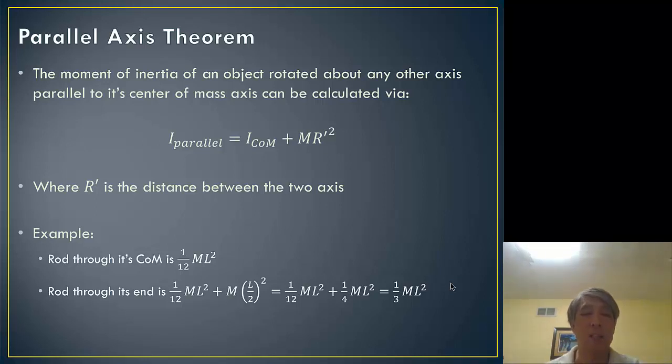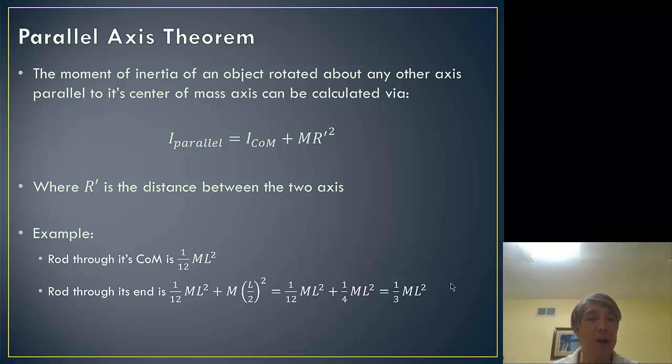Okay, and the parallel axis theorem basically says this: the moment of inertia of an object rotated about any other axis parallel to its center of mass axis can be calculated using this formula, where the new moment of inertia is equal to the center of mass moment of inertia plus M R prime squared, where R prime is now the distance between the two axes.